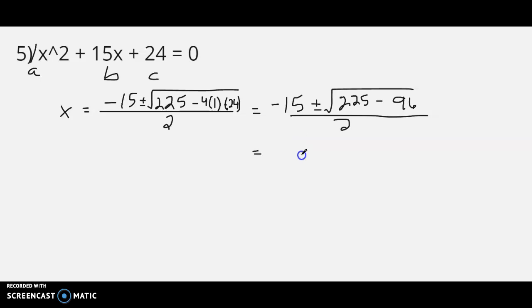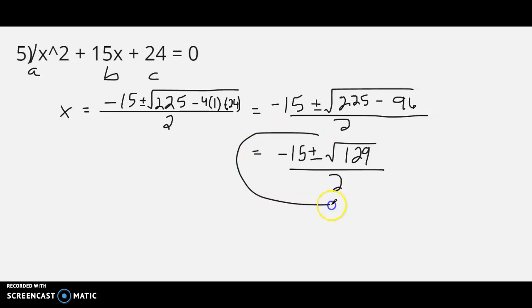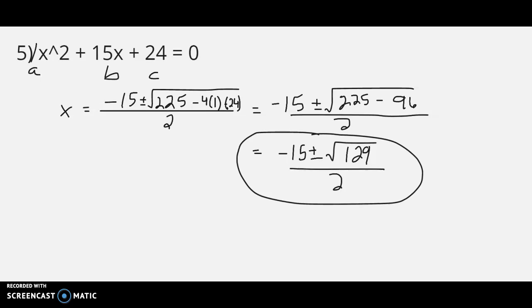225 minus 96 gives us a square root of 129, which is not a perfect square. It doesn't reduce. We're just going to leave it square root of 129, and it's all over 2. And those are our two answers for number 5. I think I got one more to show you.